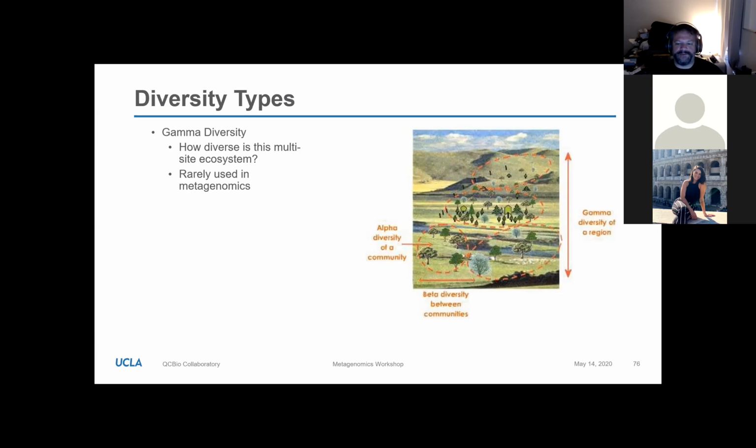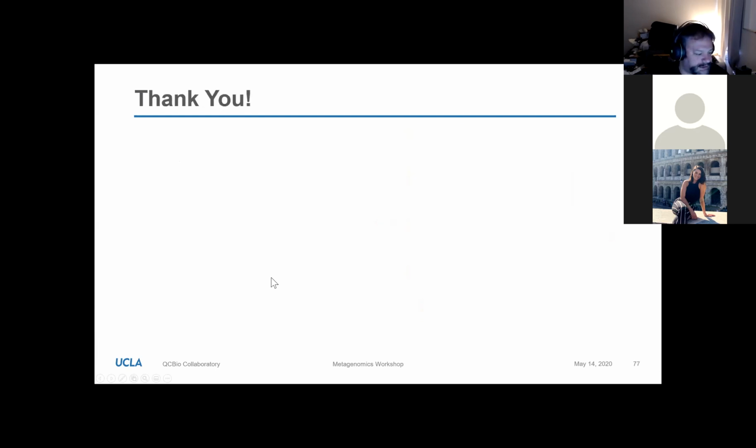And if you want to compare, say, for example, we're looking here at the side of a mountain. So if you want to compare the side of this mountain versus the side of another mountain where you have multiple sites, that's where you take gamma diversity. All right, and that is actually the end of the class.